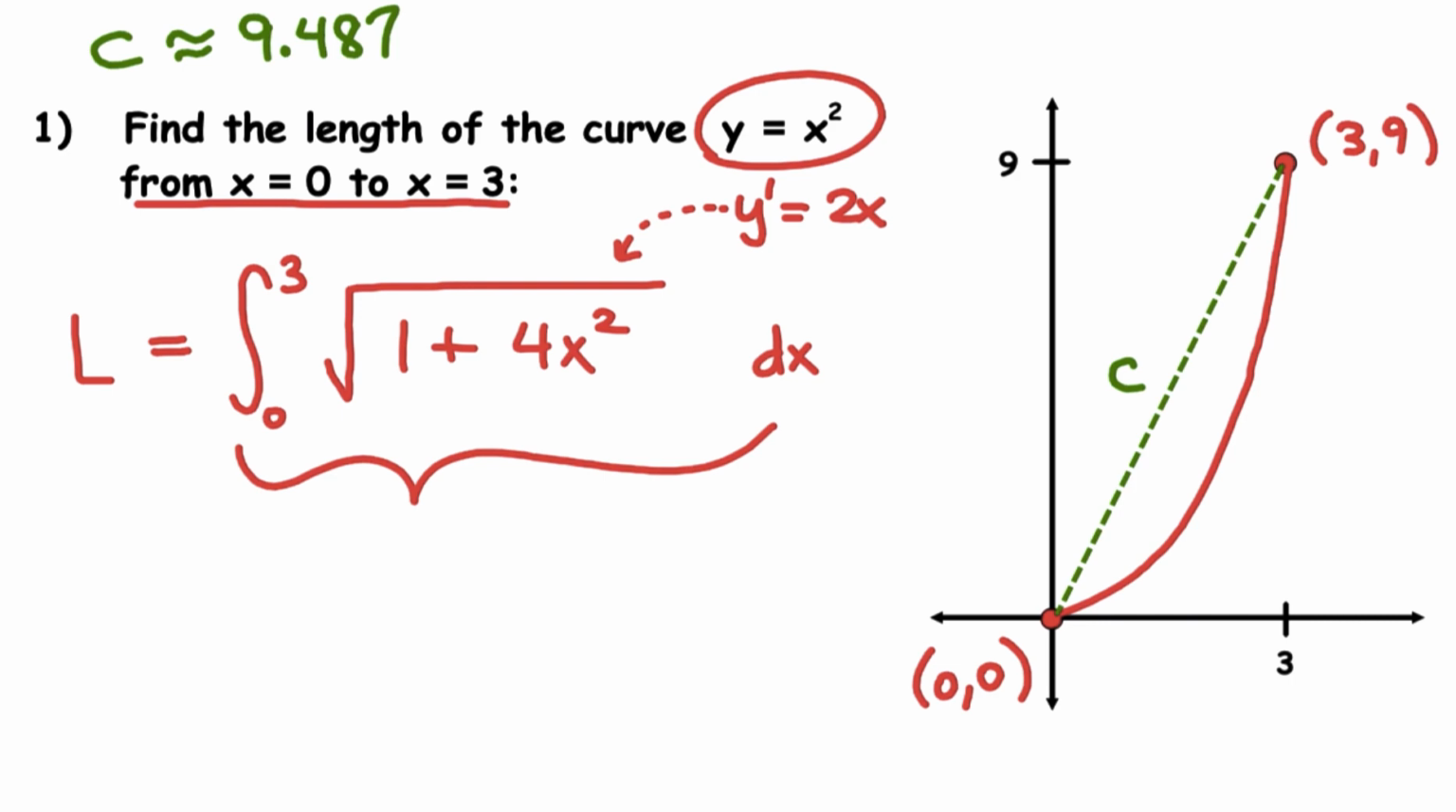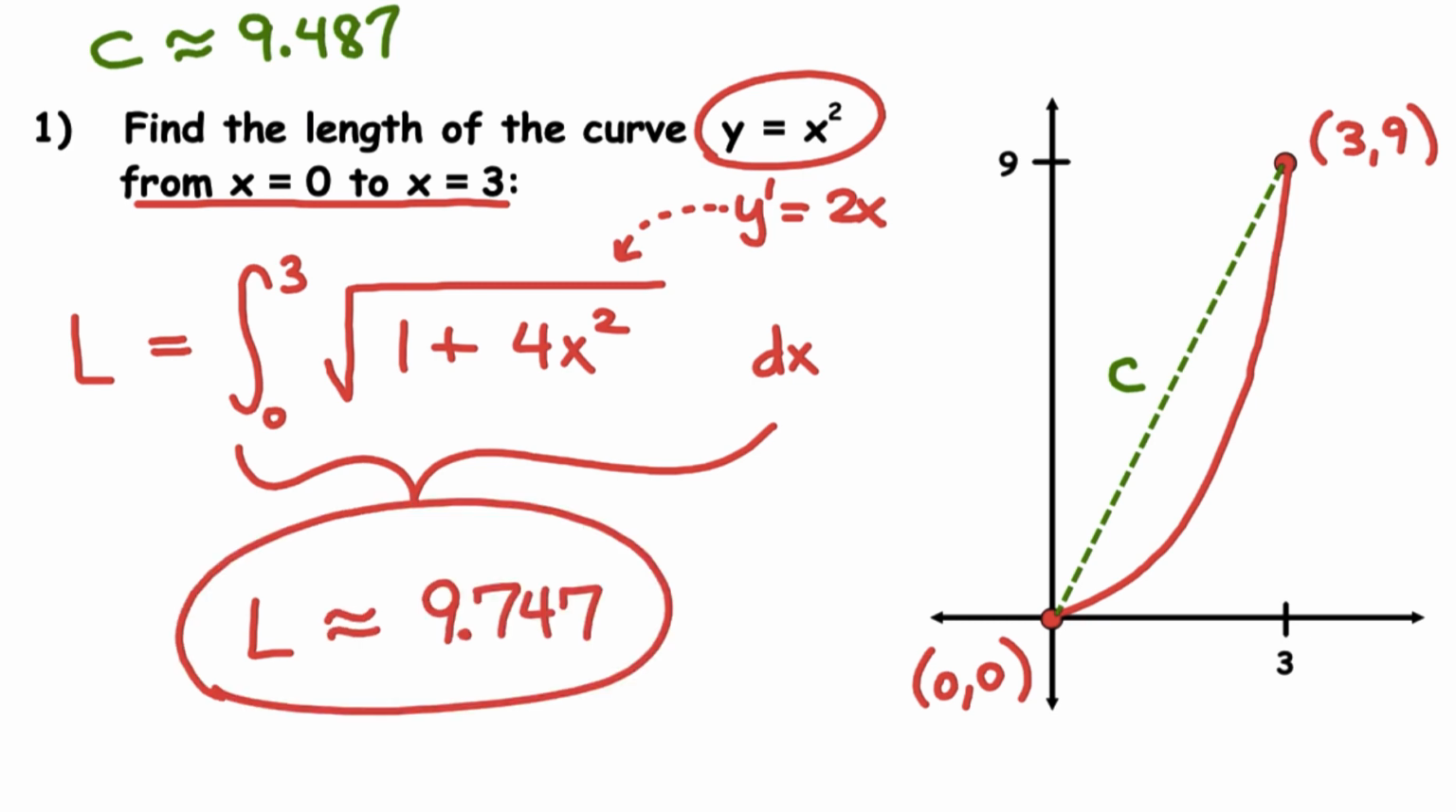You can't use u-sub, so you just put it right into your calculator and let the calculator do the work. And L will come out to be right around 9.747. I feel great about that answer because it is a little bit larger than the 9.487 that we found for c when we pulled it tight. It's got a little bit of slack in it, so it is a little closer to 10. So 9.747 units is the length of that curve.